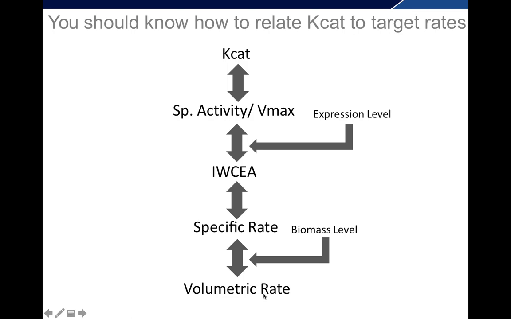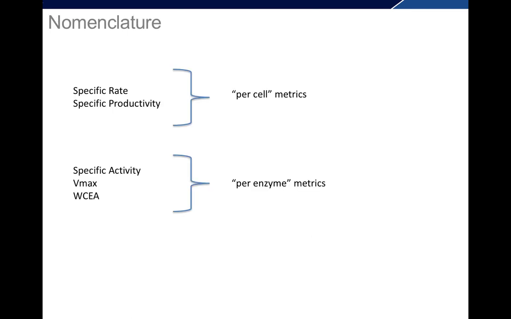So before we dig into an example of this, it's really important to keep track of the nomenclature. Some of the reasons why this lecture can be confusing is because we use the term specific a lot. So just to clarify, specific rate or specific productivity are used interchangeably in the field, and they are per cell metrics. So this is how good your product is per cell, so gram per gram dry cell weight, right?